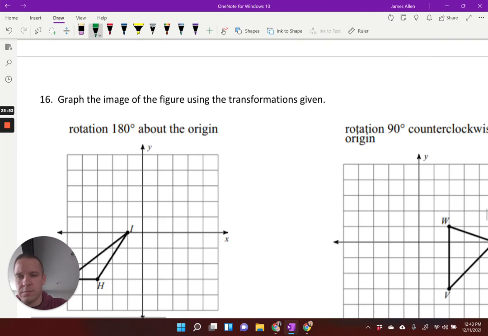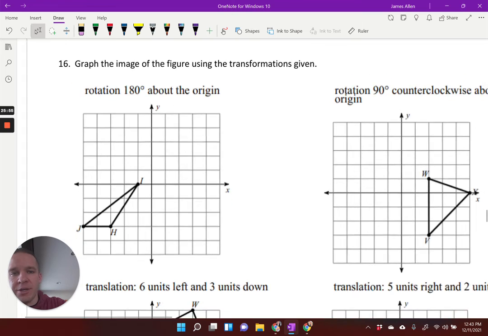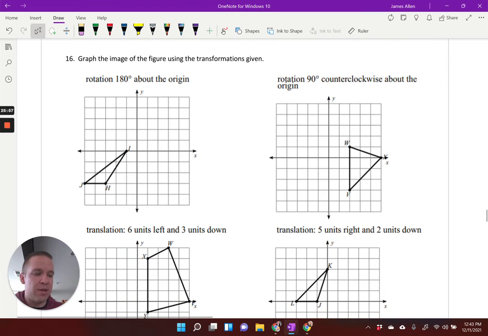Ready to move on. Now we're into some transformations with graphs, a little more mathy math than application. So graph the image of the figure using the transformations given. I want to rotate 180 degrees about the origin. So if I'm currently in that third quadrant, I'm going to rotate, and if it's not specified, it's clockwise, but 180 degrees really doesn't matter. I'm going to rotate this thing all the way over to here. Okay? So let's do that.